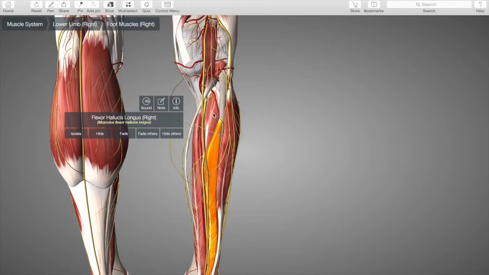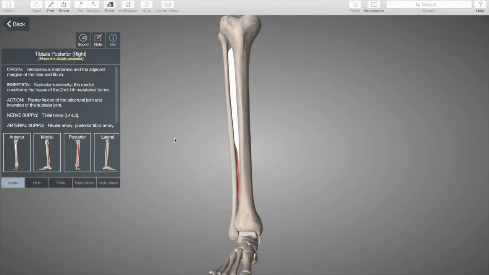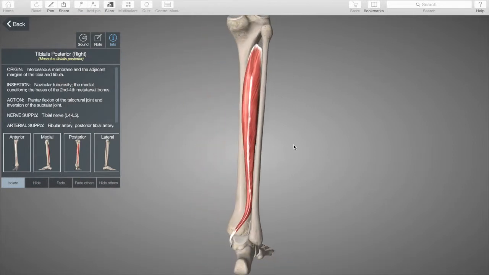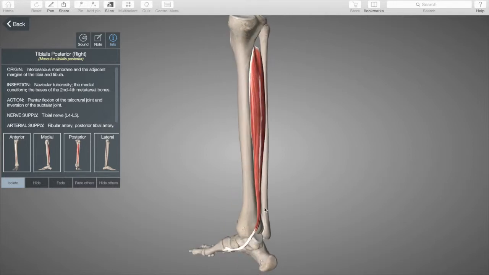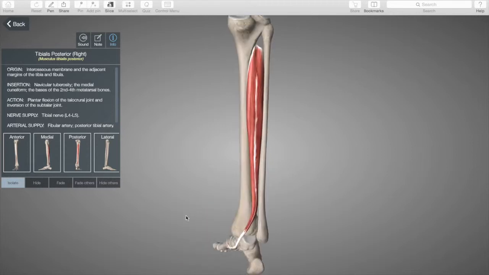The next most medial muscle is the tibialis posterior. This has its origin also on the interosseous membrane and adjacent margins of the tibia as well as fibula. It courses distally, again in front of the flexor hallucis longus, to cause a plantar flexion of the talocrural joint. Its insertion is somewhat of a broad insertion, with the navicular tuberosity as well as the medial cuneiform and the bases of the second through fourth metatarsals.